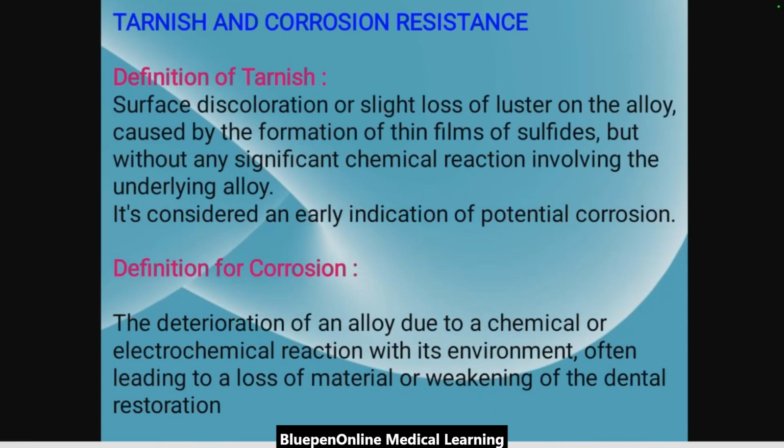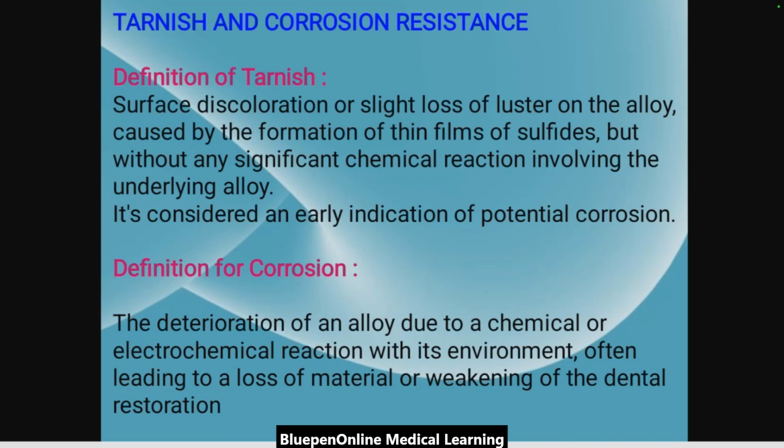This is also a very important topic, tarnish and corrosion resistance. So what is basically tarnish? It is surface discoloration or slight loss of luster on the alloy caused by formation of thin films of sulfide, as in case of dental amalgam. It can be oxides or chlorides also in case of other metals. But there is no significant chemical reaction involving the underlying alloy. So basically, it is not a result of any chemical reaction of the alloy. It is just surface discoloration or slight loss of luster due to formation of thin sulfide films, right?